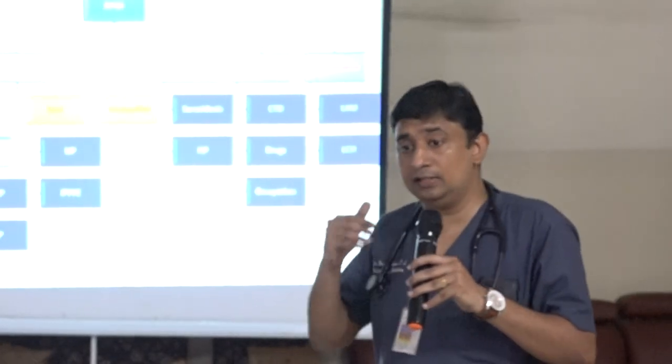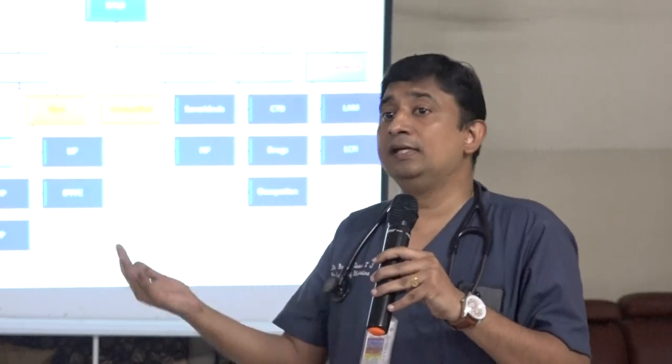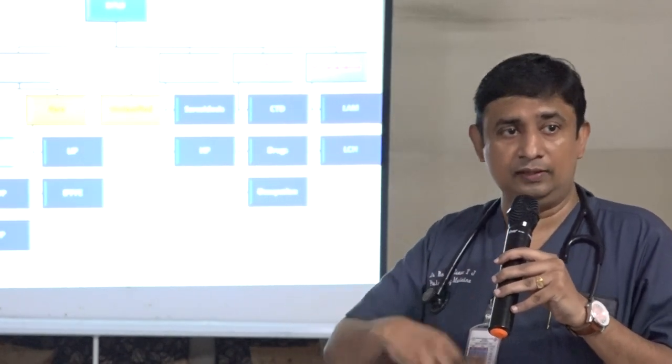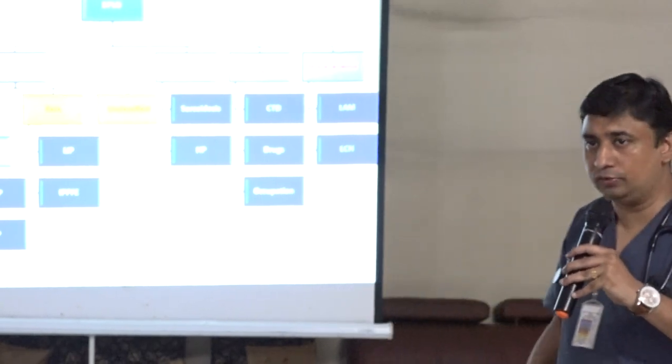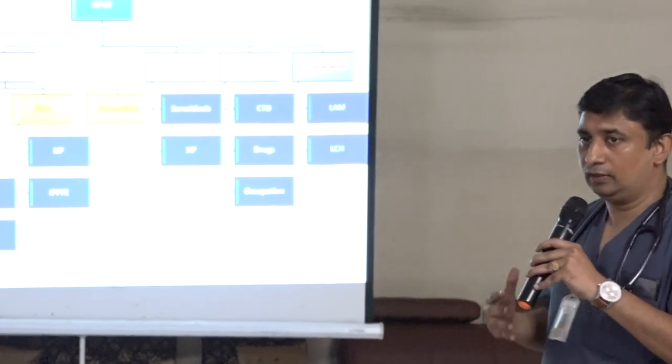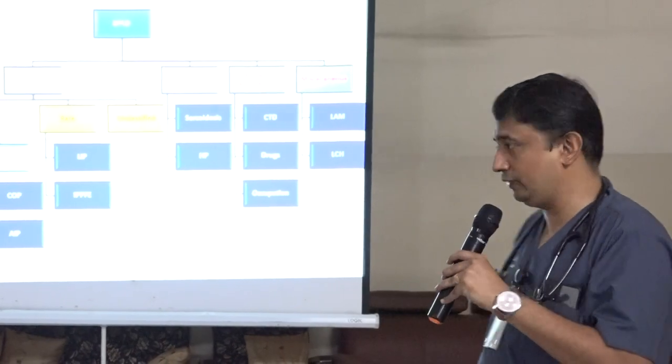What we are trying to understand is the role of each of these in the diagnosis of ILD, so that you have a broad idea as to where what is required in terms of diagnosis and in terms of treatment.